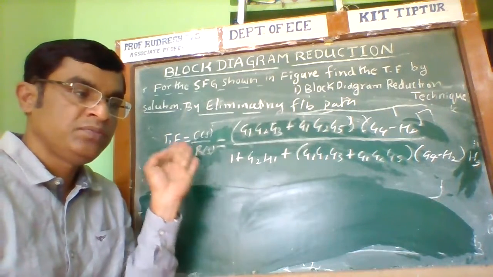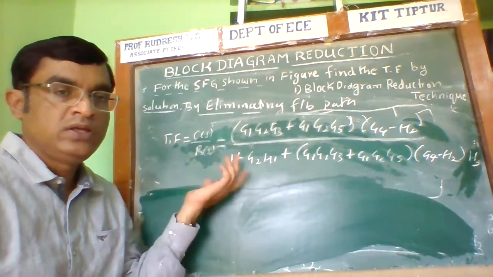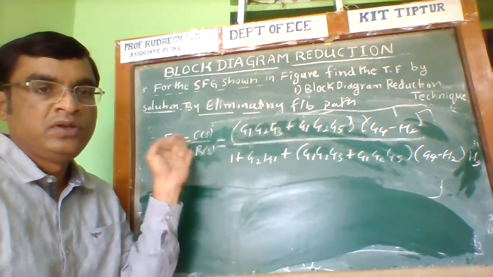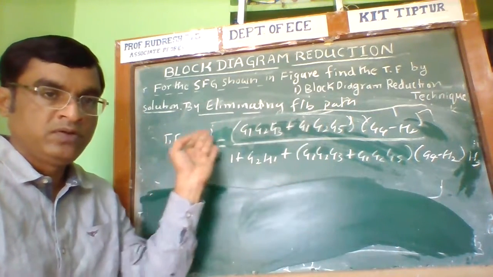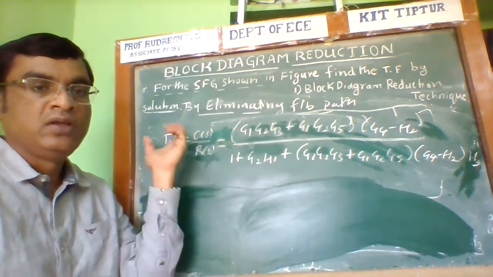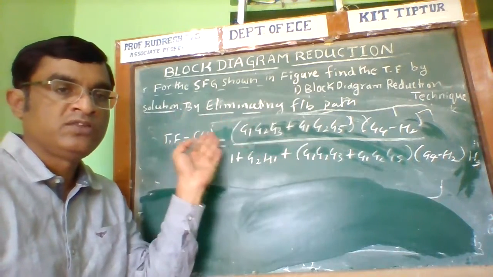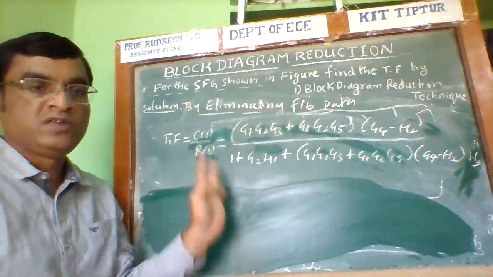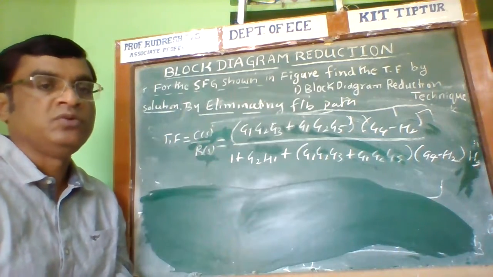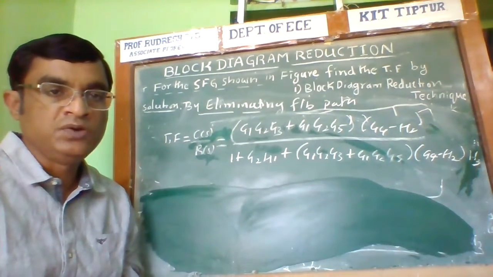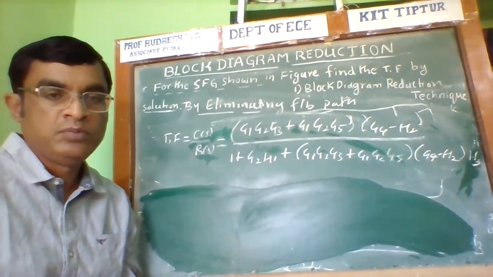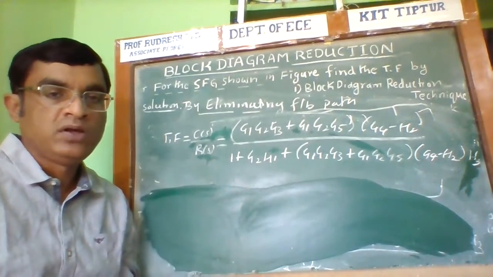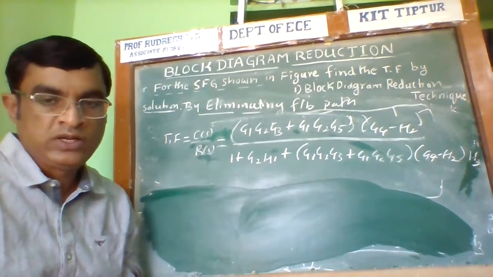This was asked in the previous paper for 12 marks. In regular model papers also, they ask you to find the transfer function by using the block diagram reduction technique and also Mason's gain formula for 8 marks. So you have to go through this particular problem, and also use the direct Mason's gain formula and verify the result.